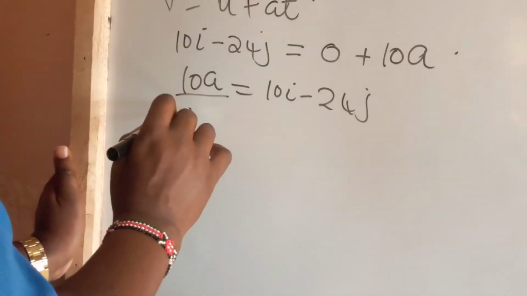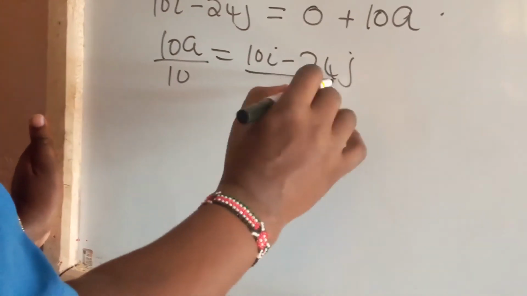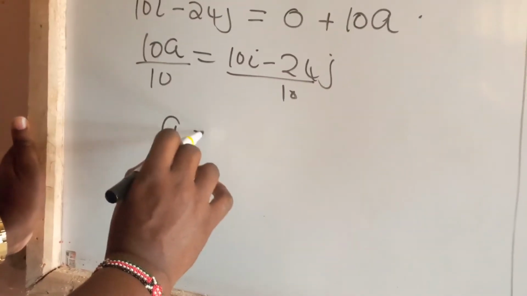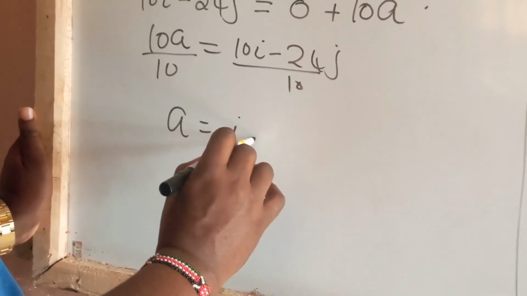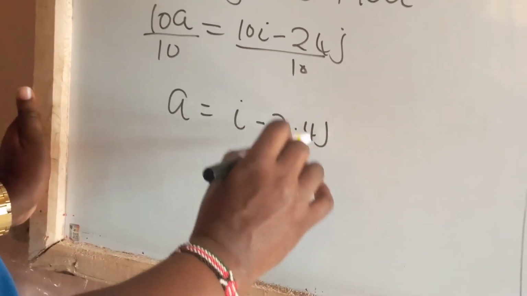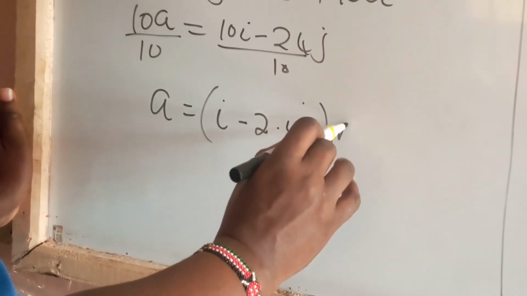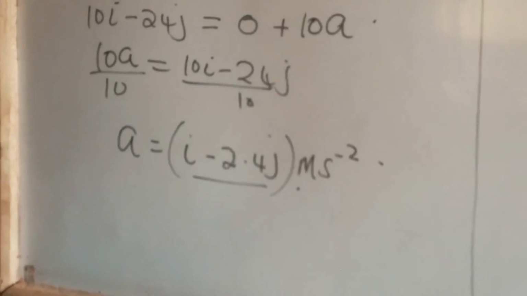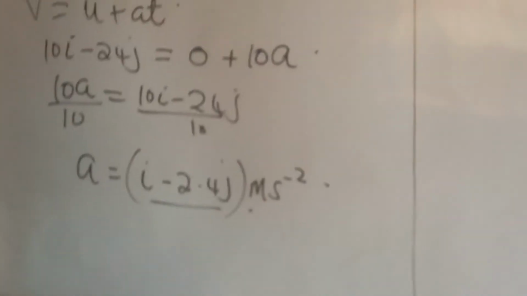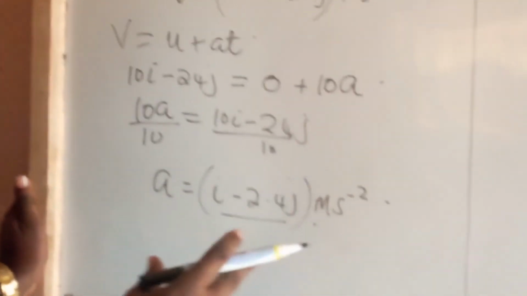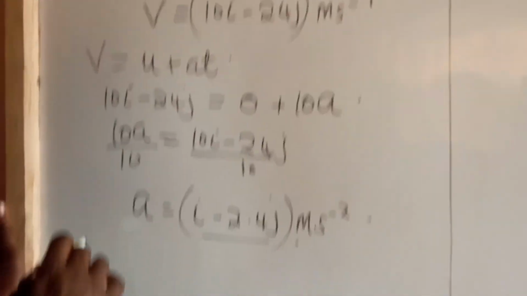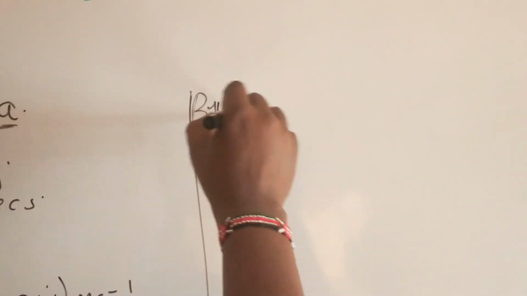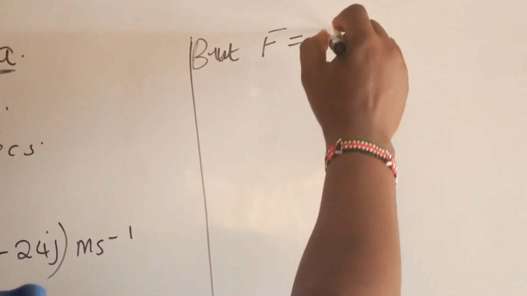So if we divide everything by 10, we'll find that the acceleration is i minus 2.4j. That is our acceleration, meters per second squared. But the question is not asking us to find acceleration. It's just part of what will help us to find the force. But force is equal to ma, as elaborated before.